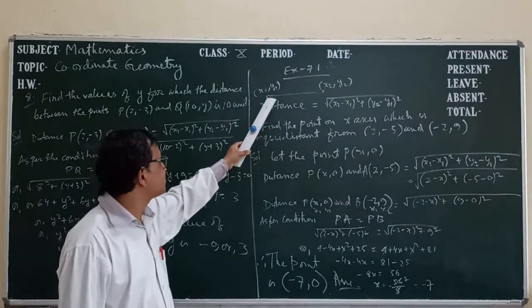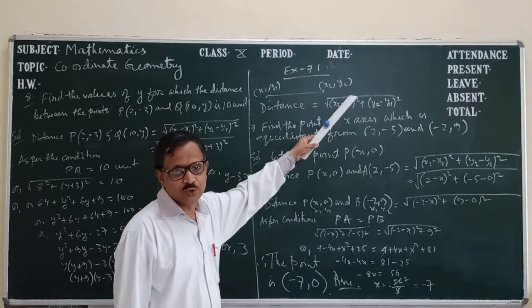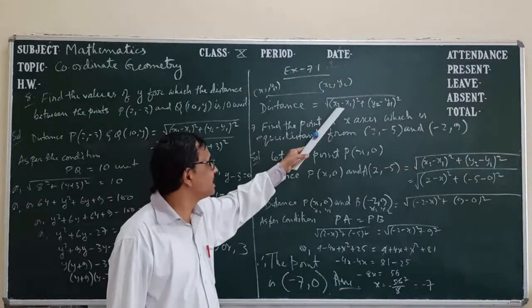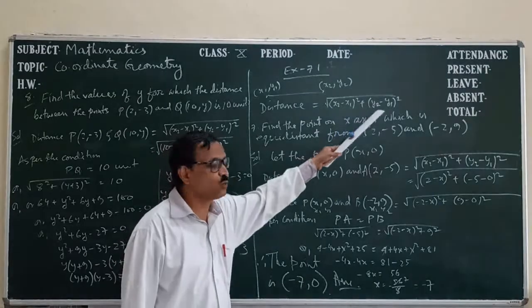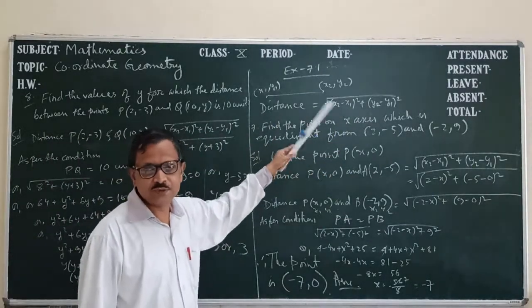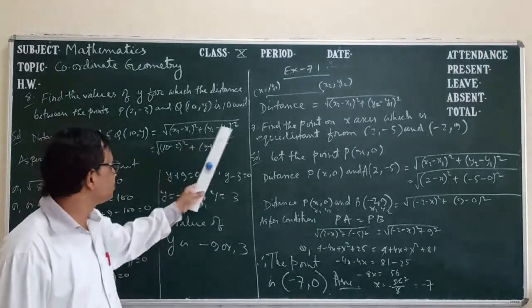This is the first point x1, y1. This is the second point x2, y2. Then what is the distance between these? The distance between these is the square root of (x2 minus x1) whole square plus (y2 minus y1) whole square. This is the formula of distance to find the distance between 2 points. Now, in continuation of that, we will solve this question.